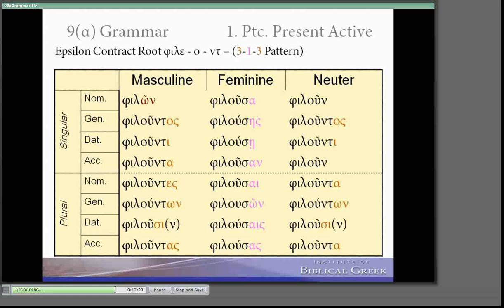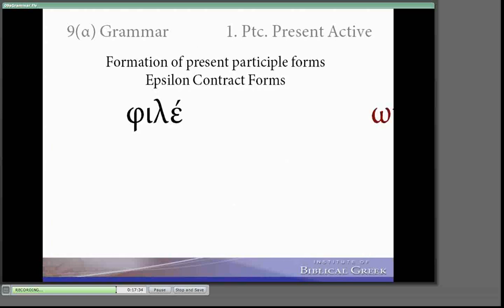Let's take a look at these. For the first form, we begin with our root, phile. We will add our masculine nominative singular ending, own, and we already know how that was developed. When those two vowels are placed next to each other, they contract, epsilon plus omega. Omega always swallows up any contract vowel that it follows. So these two vowels contract to form philon, the masculine nominative singular subject, loving something.